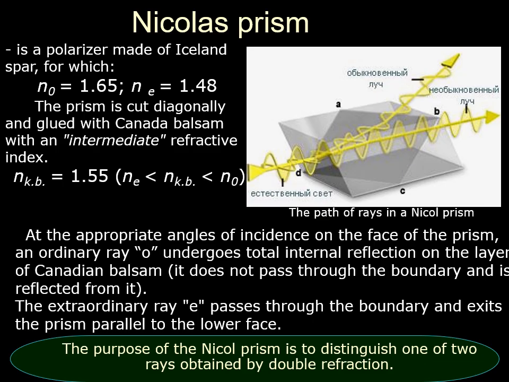Look at this. At the entrance we see a beam of natural light that falls on the Icelandic spar. At the exit we see a beam of polarized light. That's all. In other words, the purpose of such a device as the Nicol prism is to isolate one of the two rays obtained by double refraction. Of course, the intensity of this beam is less than the intensity of the incident light, but the quality of this light is already somewhat different. That is, the order of these electromagnetic oscillations is higher.